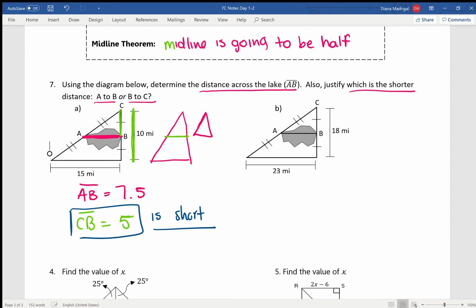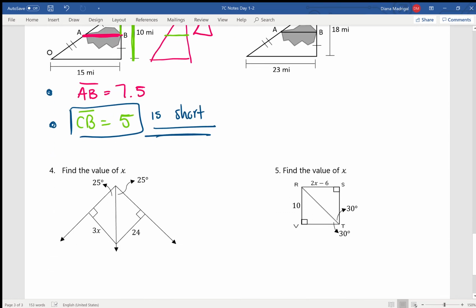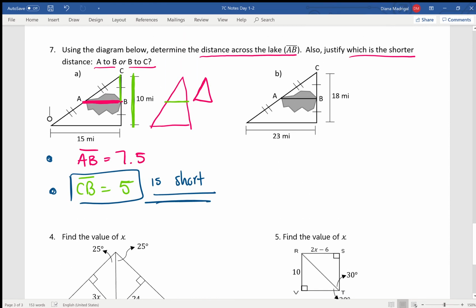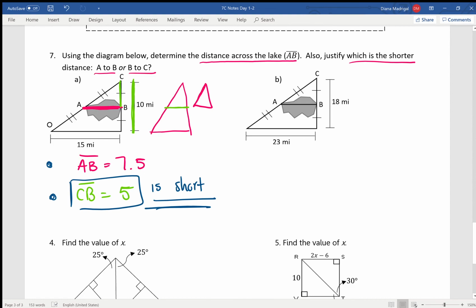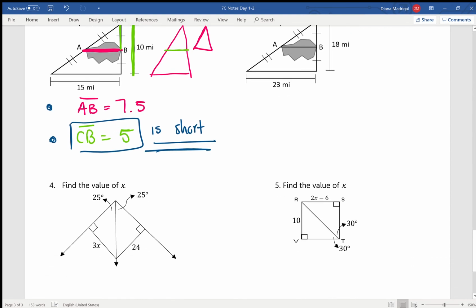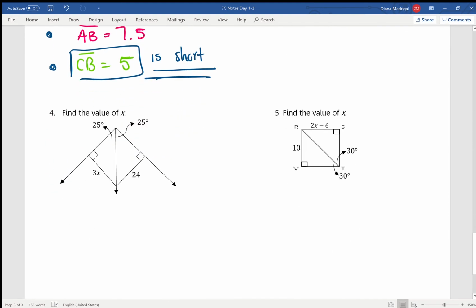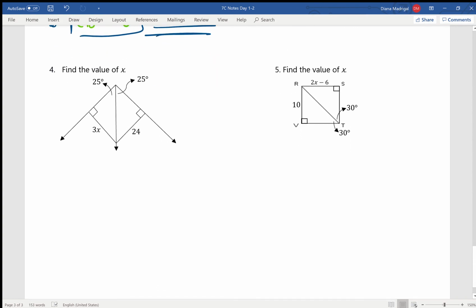So I need to see all these 3: the AB, the CB, and which one is the shortest. 3 questions. So try 6. And again, you want credit for this. You want to check your answers and make sure you do, because you don't want to be doing the things wrong. Come see me and show me your notes.